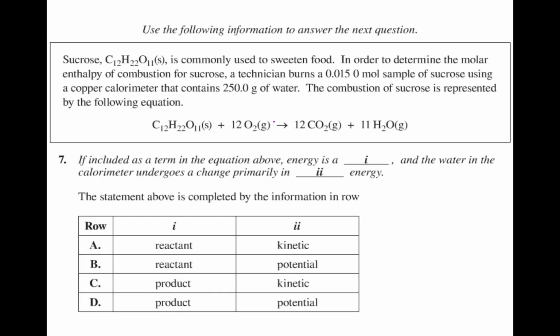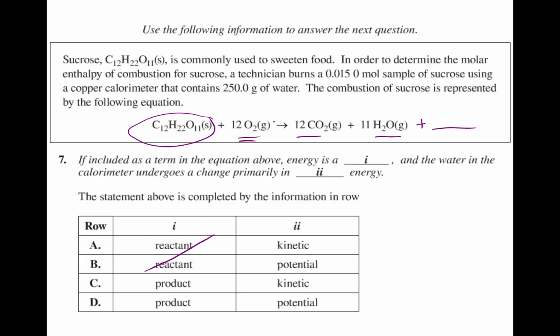Here we still have another combustion reaction, right? We have sucrose, and it's in the presence of oxygen, and you're getting out carbon dioxide and water. So when they're asking if you were to write your energy as a term within the equation, because it is an exothermic reaction, we would need to have it on the product side so we can rule out the first two.